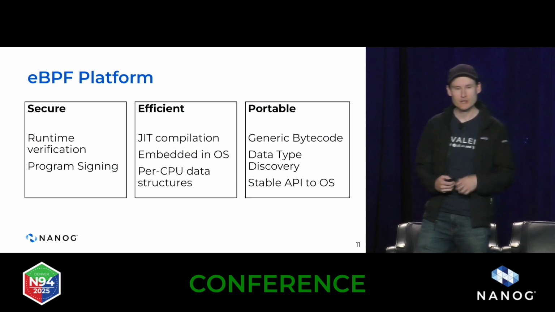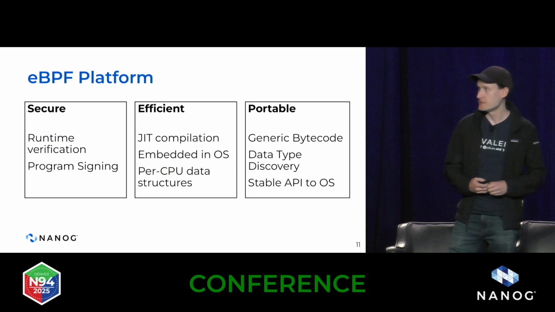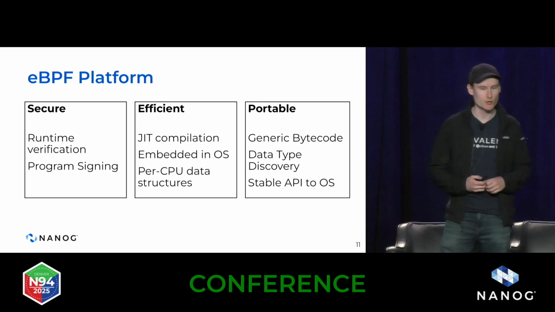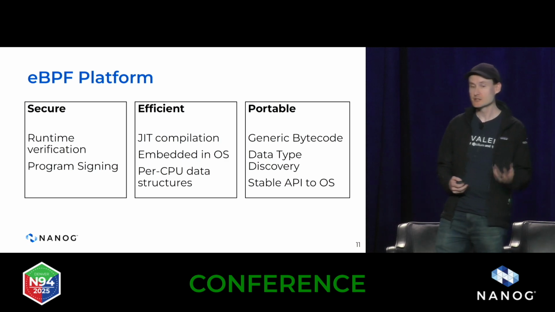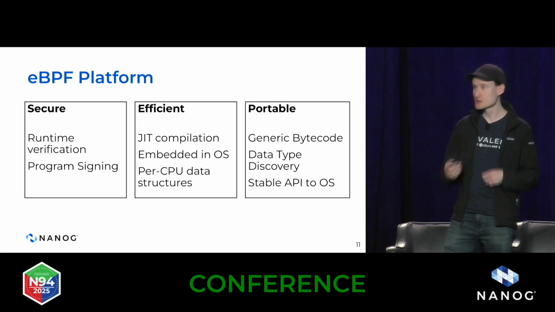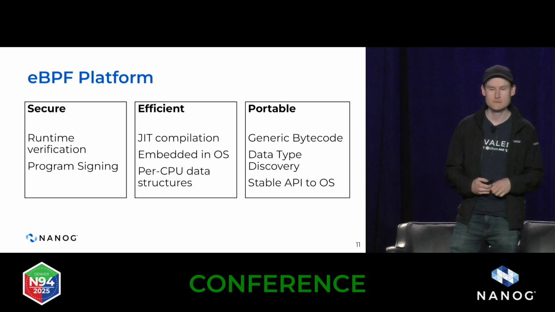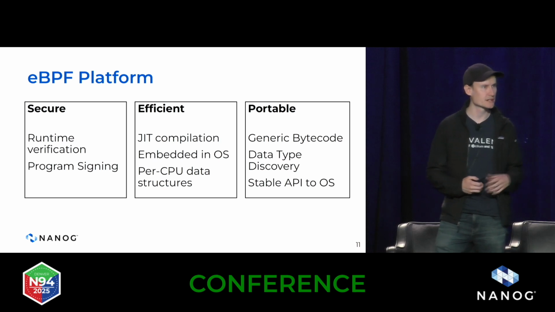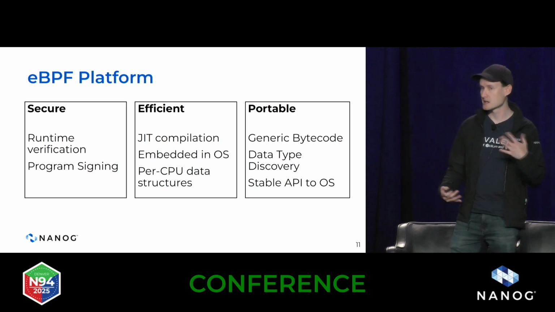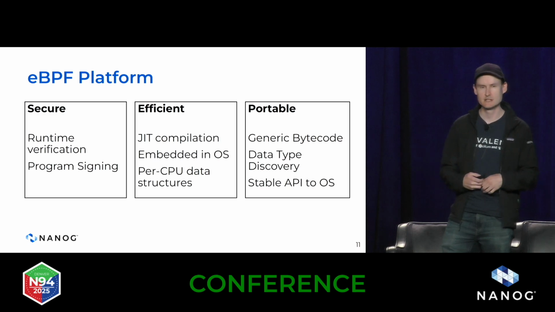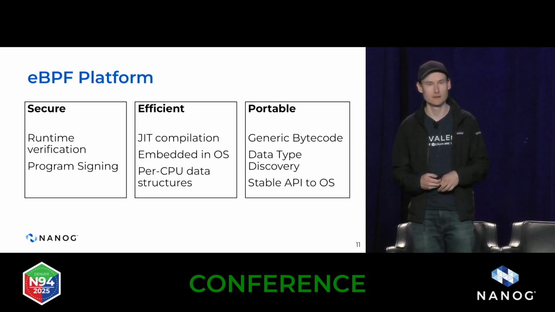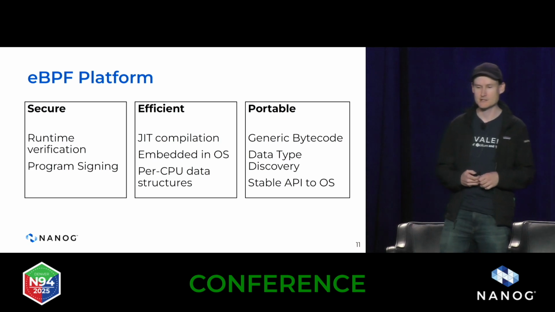So taken together, you get safety and security from the runtime verification. There's exploration in program signing as well. The JIT compilation makes the execution of this functionality very efficient on the host operating system. And there's a range of different data structures that are also available to eBPF programs that can be shared with user space components in order to solve problems in an efficient way. And finally, it's a portable generic bytecode that can run on a variety of different architectures.